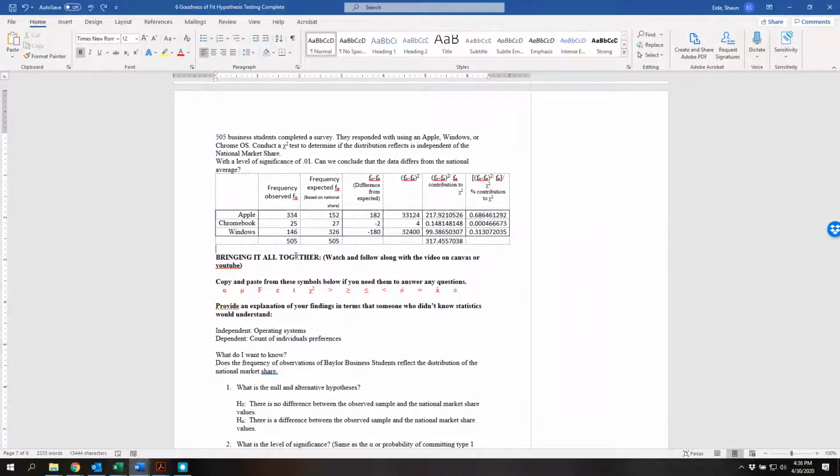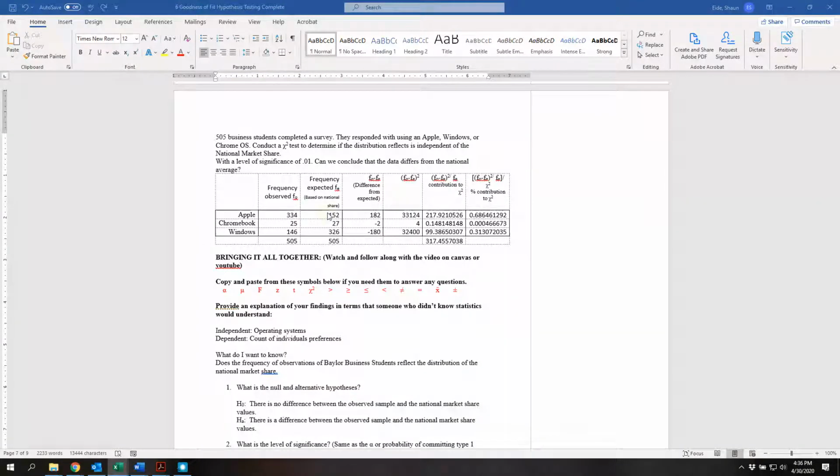Conduct a chi-squared test to determine if the distribution is independent of the national market share. In other words, does it follow the national market share or does it not? With a level of significance of 0.01, can we conclude that the data differs from the national market share?